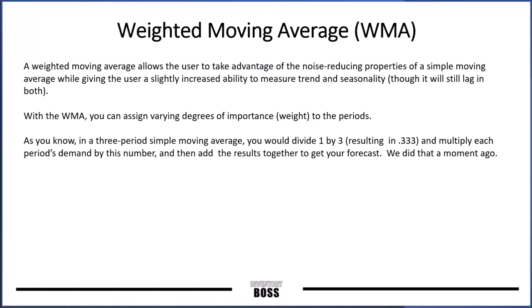Now, as you know, in the 3-period simple moving average, you would divide 1 by 3 and get 0.333, and then multiply each period's demand by this number and then add the results together to get your forecast. And that's what we did in the last video. Again, I'm using the same numbers, so this is familiar to you. We multiplied the 3 periods, the 333, the 233, and the 322 by 0.333, and that gave us the average of 296.